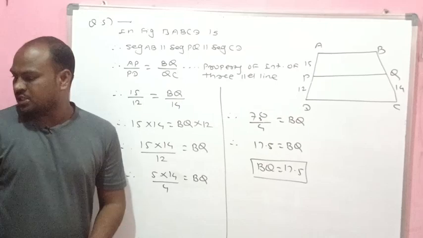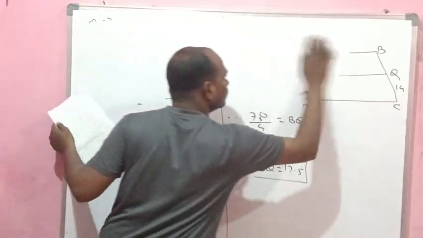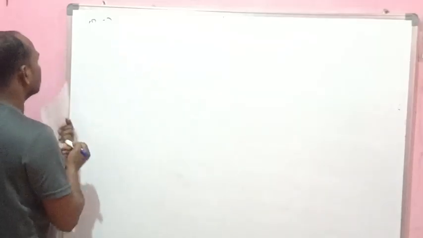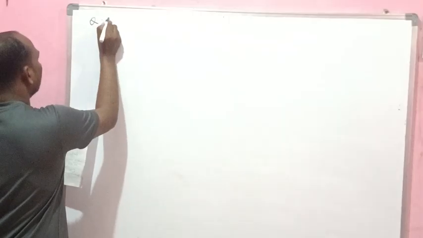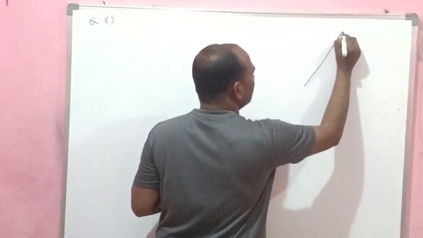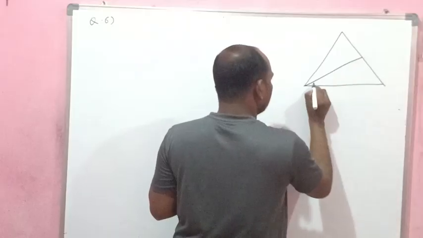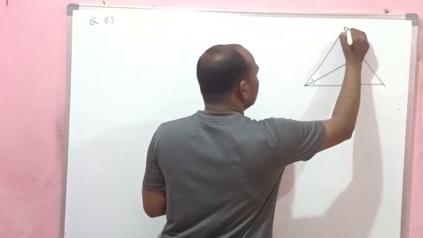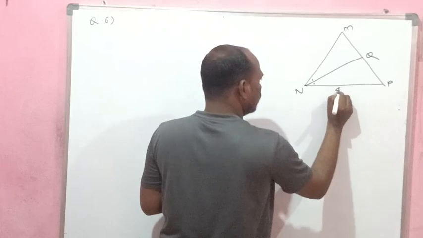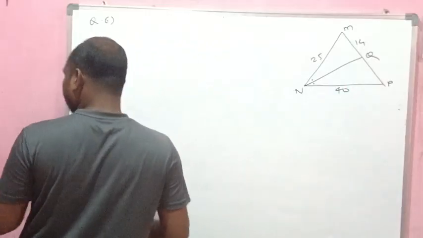Now another is question number 6. That is question number 6. Find the value of QP. Now this diagram, the angle bisector properties. Now this is angle bisector, that is M, Q, P, N, and this is 40, this is 25, and this is 14, and find the value of QP.